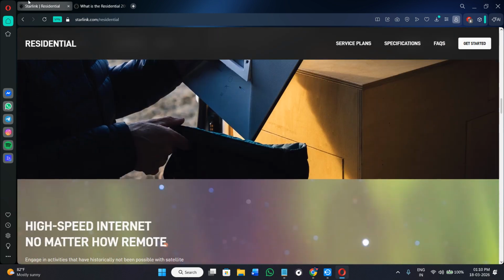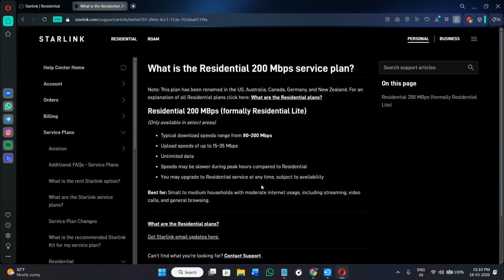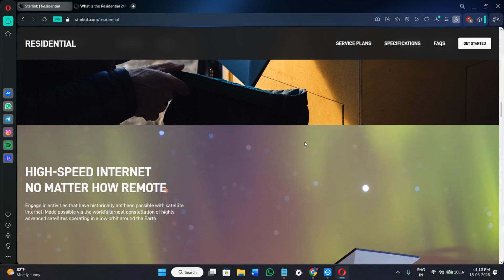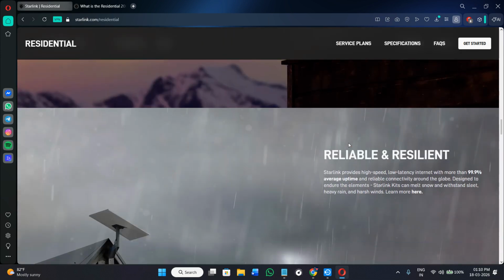You can choose Residential Lite only if you want to save money and you have basic internet use like browsing and streaming. You can go with the Residential plan if you need stable speeds all the time, or if you do gaming, work from home, and heavy streaming.